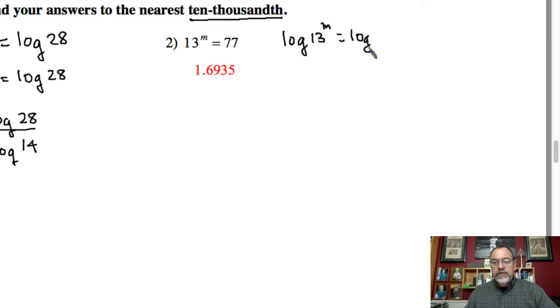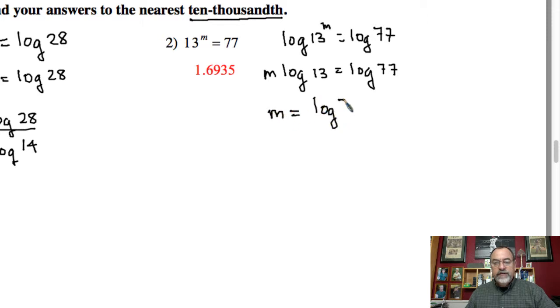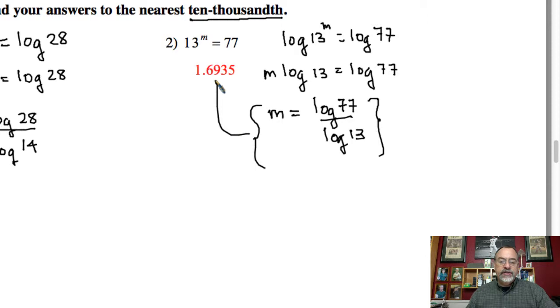Remember, we're taking the log of both sides. Then we apply the power property, moving that exponent into the front. Okay, and then this is m times that, so I can divide by the log of 13, so the log of 77 divided by the log of 13, that's your exact answer. And then again, if you calculate that, that should give you your approximated answer there.